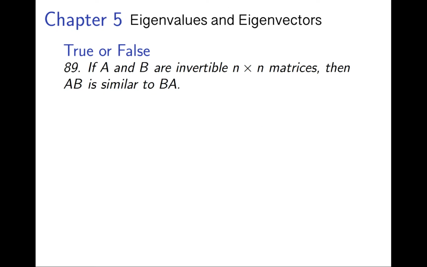Number 89. If A and B are invertible n by n matrices, then AB is similar to BA. This is true, and again, maybe it's not immediately obvious why it's true, but let's see how to work it out. So AB, we could multiply on the right by A inverse. Okay, so AB equals A inverse. But instead of having the first AB grouped together, we could group together the B and A in the center. So AB is equal to A times BA, A inverse. So AB is similar to BA.